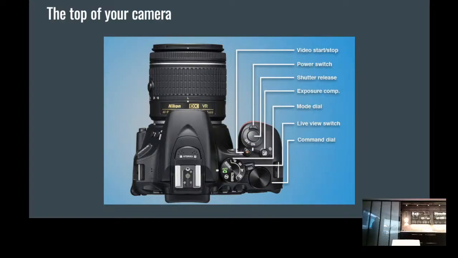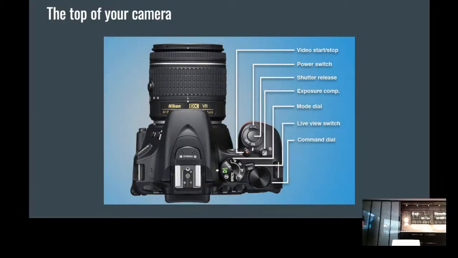Now the mode dial is around this section too. This is what I like to consider the gear shift of your car. This puts you into neutral, drive, reverse. This puts you into automatic and all the manual controls for the camera. Right now we're really focusing on auto, and I have another slide that'll really drive that home, but I will explain what the other ones do as well.